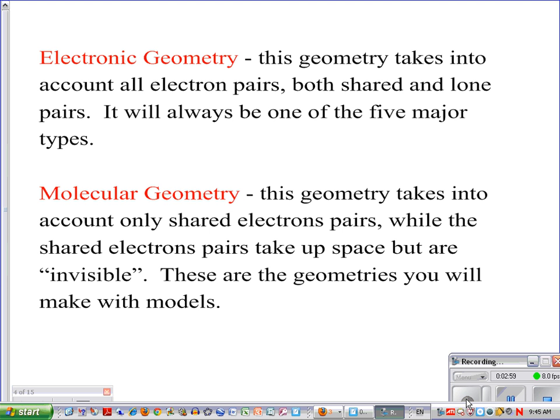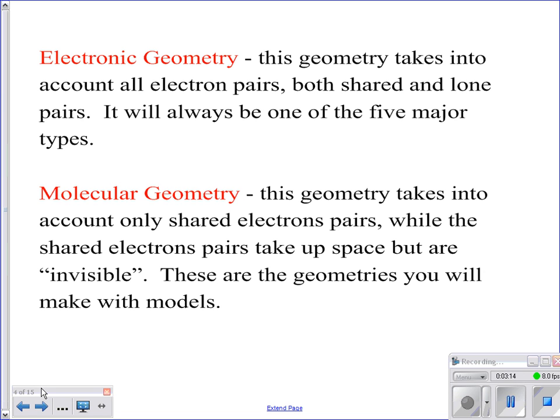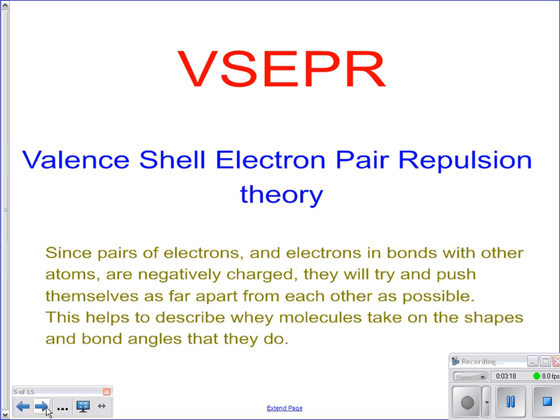Okay, so now we've got all those examples drawn into our chart, and we're going to think about what our different terms mean for these shapes. We've got both electronic and molecular geometry. I'm really not a big fan of the way I have these phrased here. Let me talk about VSEPR first, and then we'll look at those different shapes.